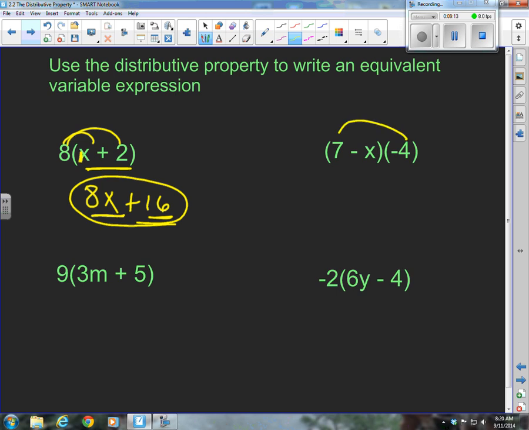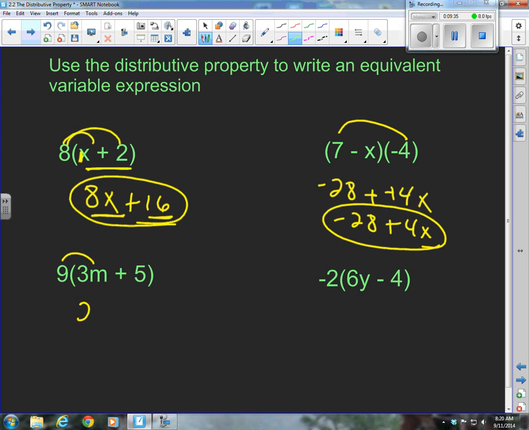Well, just take negative 4, multiply it by 7, I get negative 28. Minus negative 4 times x is negative 4x. What happens here, we need to fix this. This becomes plus, so it's negative 28 plus 4x. And that's simplified. Okay, nothing difficult, just a little different than what we've done before. Okay, 9 times 3m, I've got 27m, plus 9 times 5, which is 45. Again, this is simplified, and we're done.